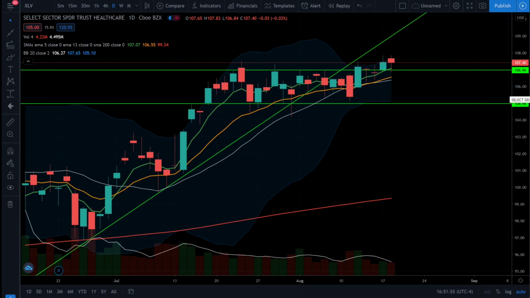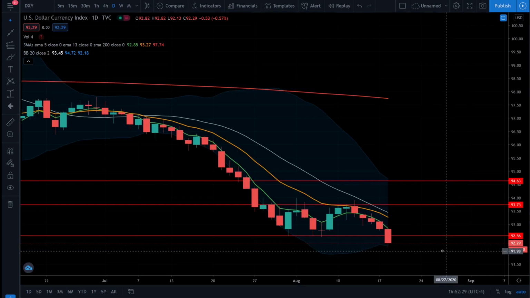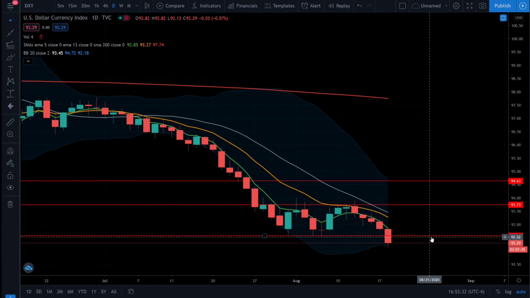So with the financials and the industrials ready to bounce and technology and healthcare already heading higher, we could still see the S&P 500 head higher if financials and industrials start to bounce, even if technology and healthcare start to cool off. So the S&P 500 could continue to go higher as the sectors rotate around, and that's exactly what we've been seeing happen.